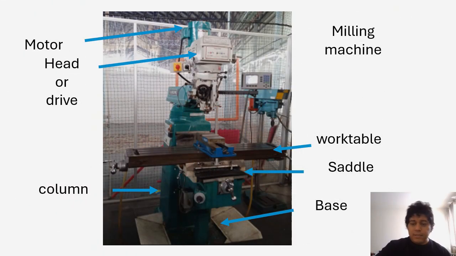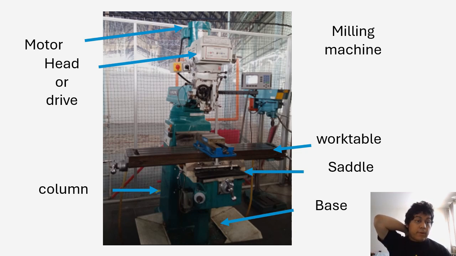However, if you want to achieve very complex shapes, then we're going to use a different one called the CNC, and we're moving forward to that machine as well. Furthermore, let's continue with the video and the explanations for the milling machine.